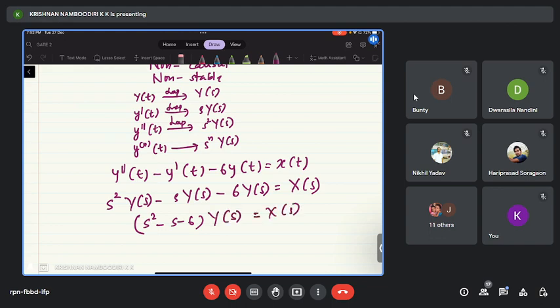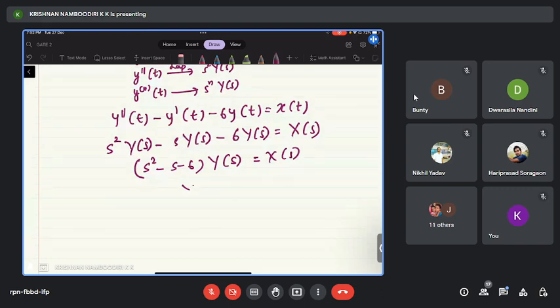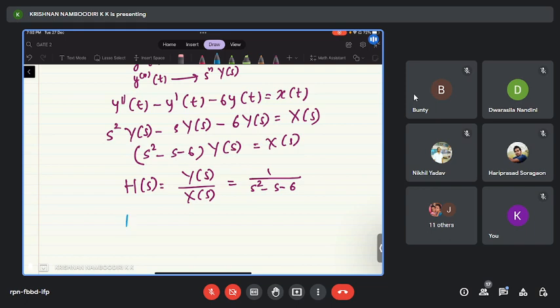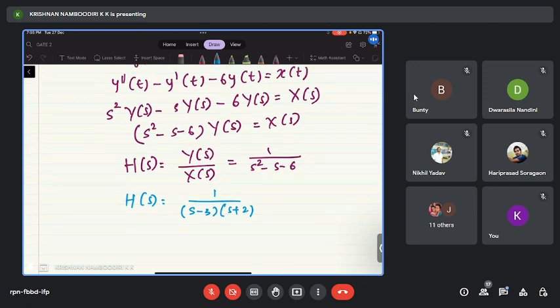I am taking y of s outside in the LHS. Then y of s divided by x of s equal to 1 by s square minus s minus 6. This is nothing but the transfer function h of s. H of s is the ratio between the Laplace transform of the output and the Laplace transform of the input. Now we have h of s. H of s equal to, I can write this as 1 by s minus 3 into s plus 2.